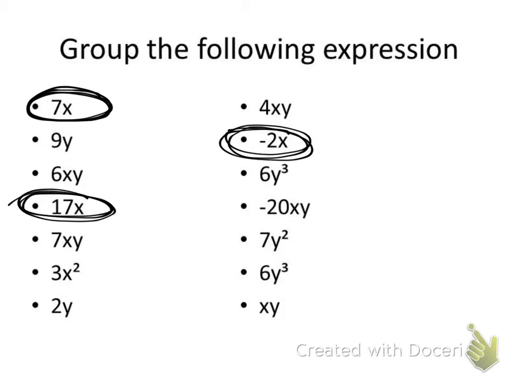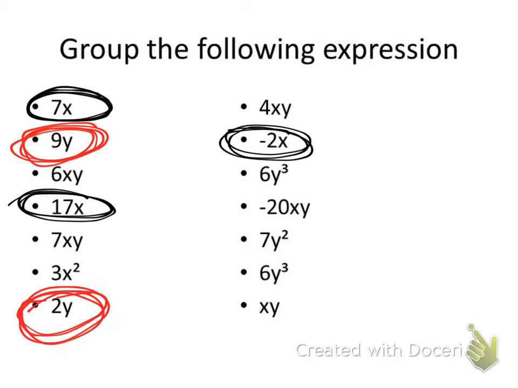All right, let's see if we can put something together with 9y. Oh, let's separate the y's and the y's to the thirds. Let's not put those together. So we have a 2y. Good. Let's put those together. Any other just y's?